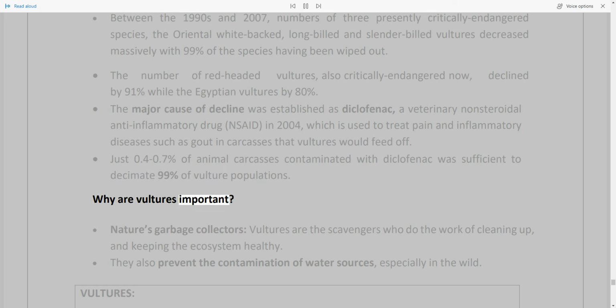Why are vultures important? Nature's garbage collectors, vultures are the scavengers who do the work of cleaning up and keeping the ecosystem healthy. They also prevent the contamination of water sources, especially in the wild.